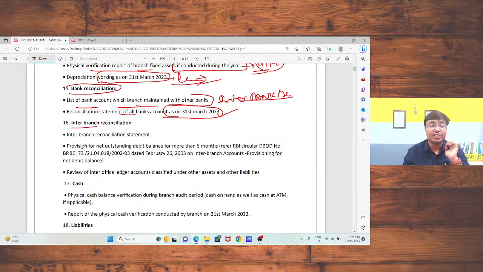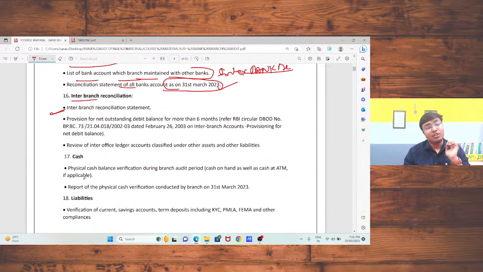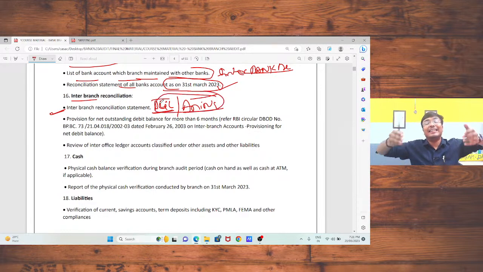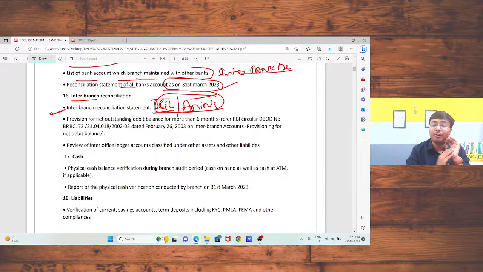Inter-branch reconciliation statement. We need to take the inter-branch reconciliation statement from the software itself, or there are certain reports available, just BGL, Anina. I'm just going to take the short names of that. You can generate those reports from the CBS software, okay? And when you generate those reports, you will find the inter-branch reconciliation. You will find the amount of that inter-branch accounts, and you should compare the same with the other branch.